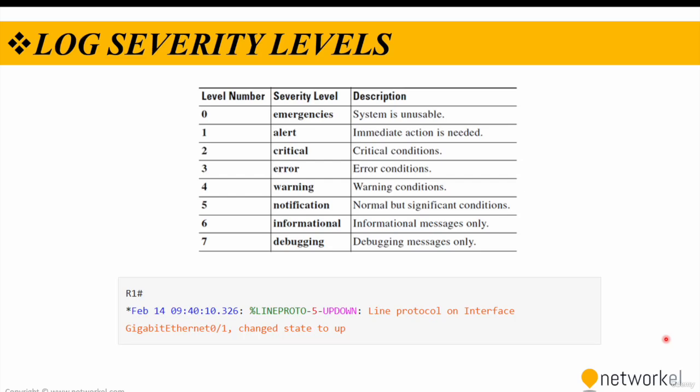Level 2 is critical, which refers to critical conditions, significant errors affecting system operations. Level 3 is error, which refers to error conditions, issues that impact functionality but not immediately critical. Level 4 is warning, which refers to warning conditions, potential issues that should be monitored. Level 5 is notice, which is normal but significant events, such as informational messages about important events. Level 6 is informational, which refers to general operational information. And the last level is level 7, the least important, which are the debugging messages, which give some detailed information useful for troubleshooting.